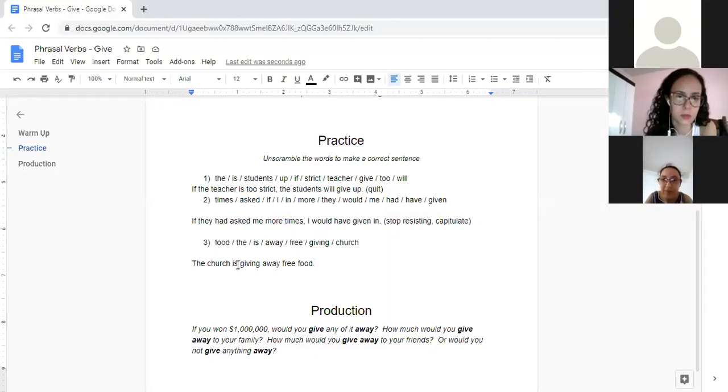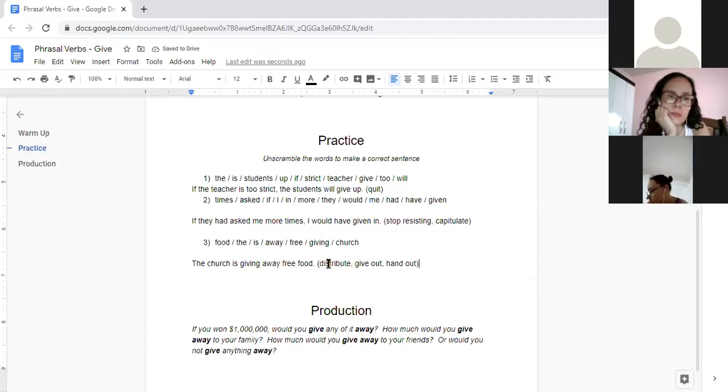What is the meaning of this phrasal verb, giving away? Distribute. Yeah, perfect, Spring. The Latin equivalent is distribute, right? And we could also say give out. Give out is basically the same as give away. They are very, very similar. There's another phrasal verb that we use, hand out. Maybe you can imagine how this phrasal verb was created. Hand out, give out, or distribute.